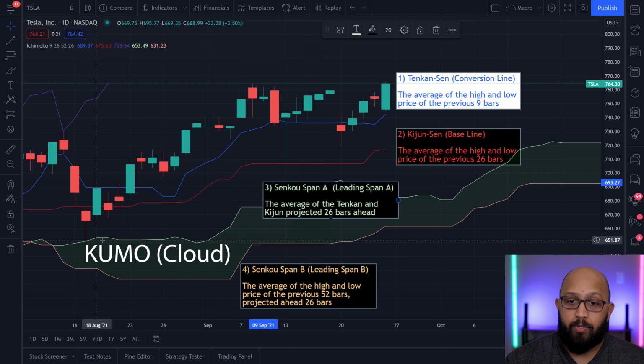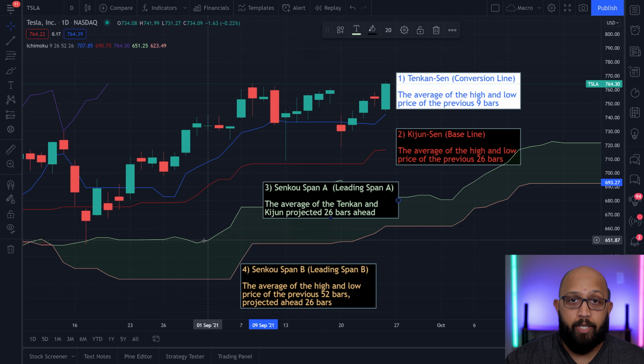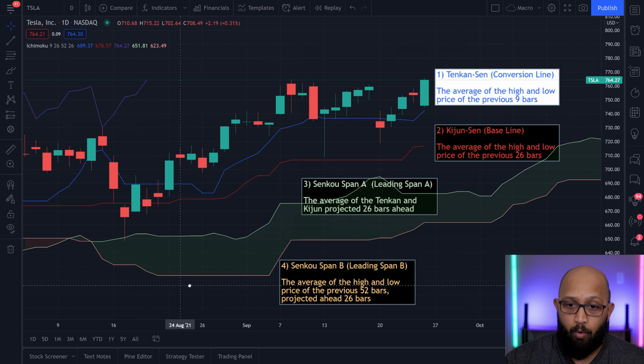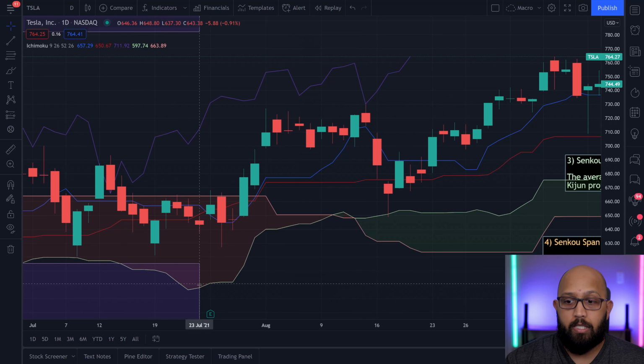Now when the Senkou Span A, the green line here, is above B, the orange line here, that would identify a trend as being bullish. If we go back in the chart, we can see that the green line is below the orange line, A is below B, so this would be considered bearish.